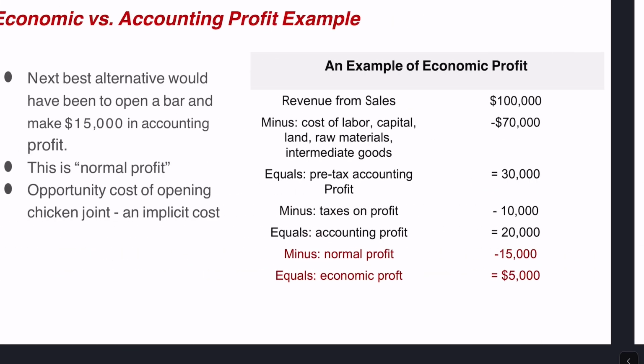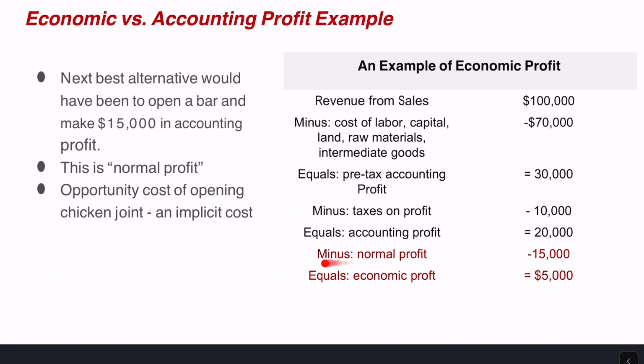Okay, so in my example here, we have positive economic profits of $5,000. It's greater than zero, right? And so these would be extra normal profits. So this is great. You want these economic profits because these are better than you can do in any other situation, any other activity, instead of opening up a chicken restaurant. So this is going to be good.